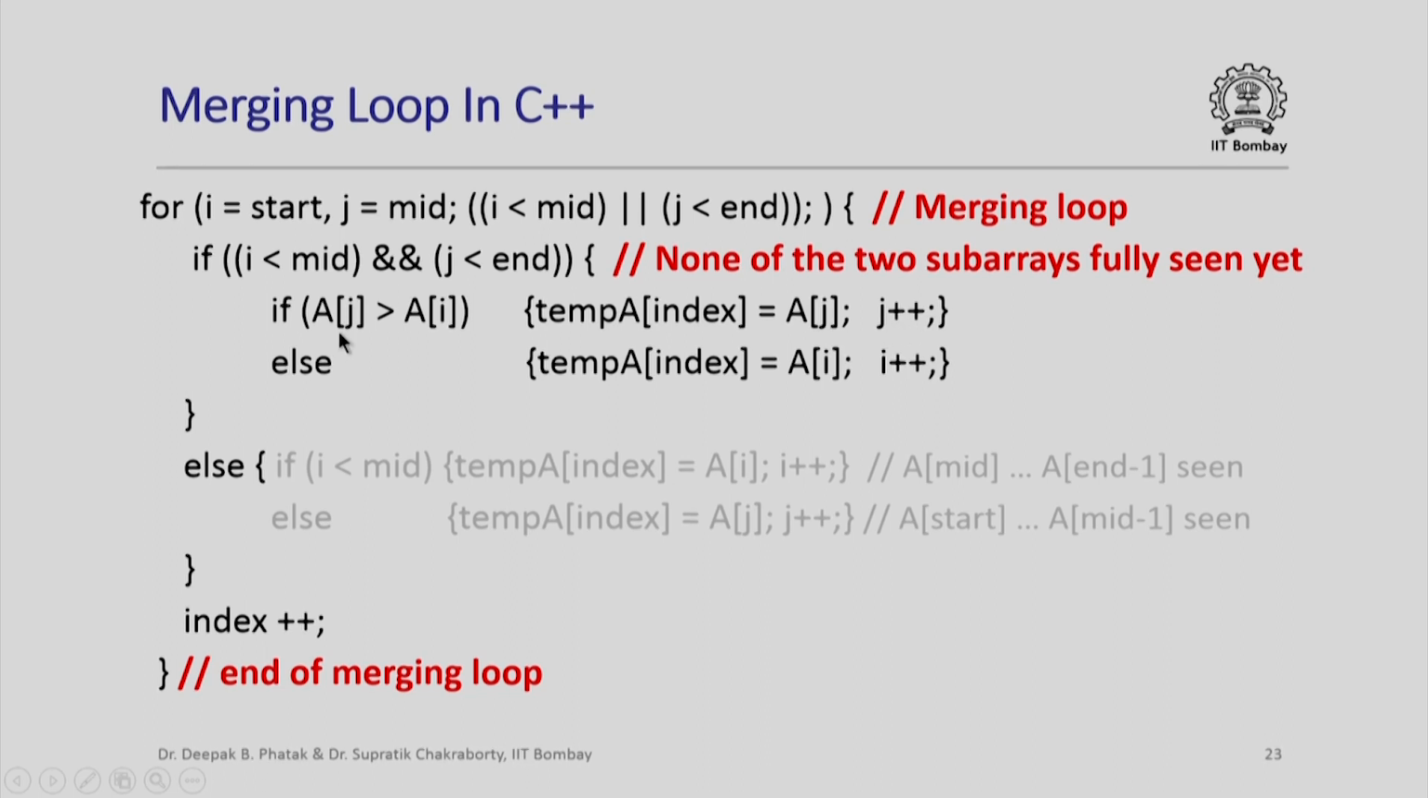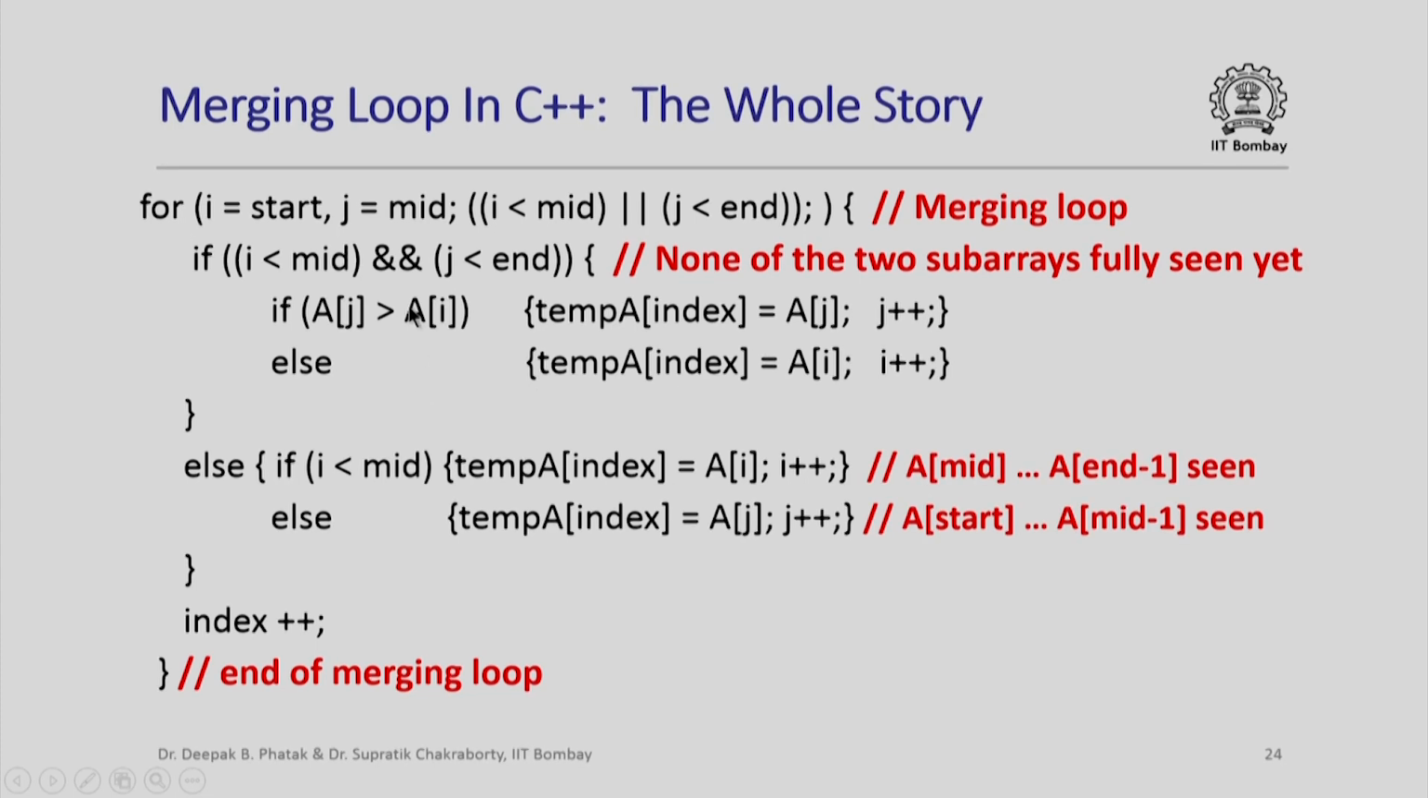Similarly, if Aj is not greater than Ai, then I will copy Ai to temp A index and I will increment i. So overall, this is the whole story of the merging loop, and if you think back about it, it is actually not a very complicated piece of code, but it is doing something remarkable. It is taking two sorted subarrays, each of size roughly n by 2, and it is generating one merged and sorted array of size n by passing over each of these sorted subarrays exactly once.